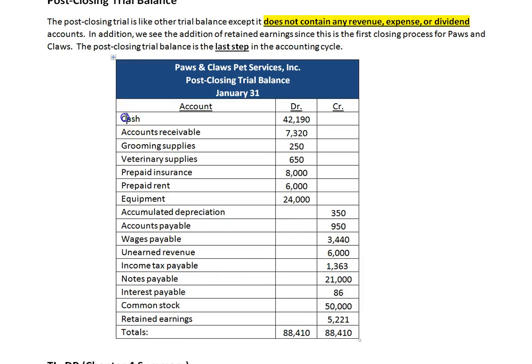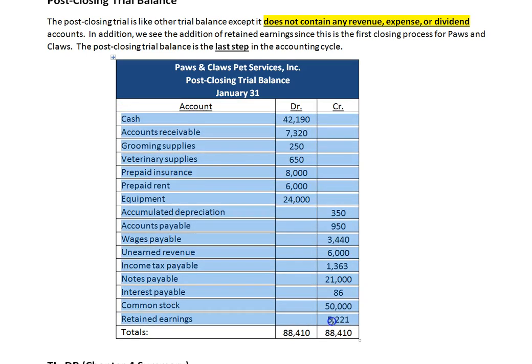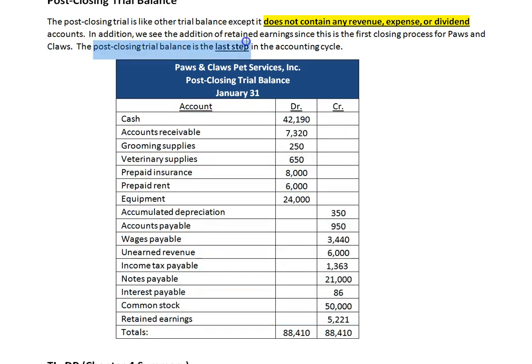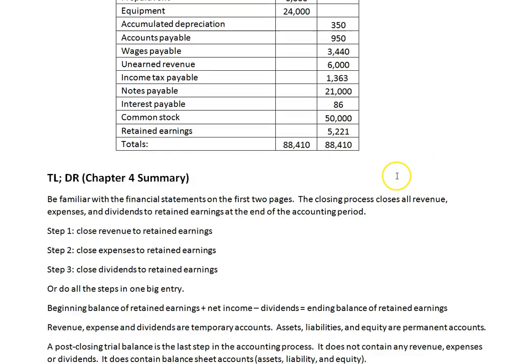Since these are all zeroed out, we only have certain types of accounts on here. I'd call them balance sheet accounts, because it's only assets, liability, and equity accounts that are left on here. All the revenue, expenses, and dividends were closed out in the closing process. And the post-closing trial balance is the last step in the accounting process.